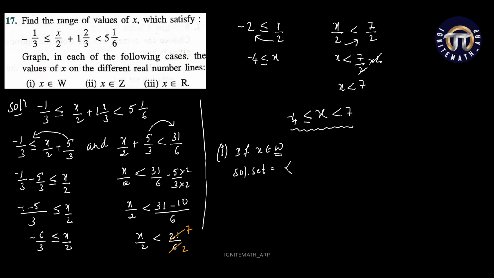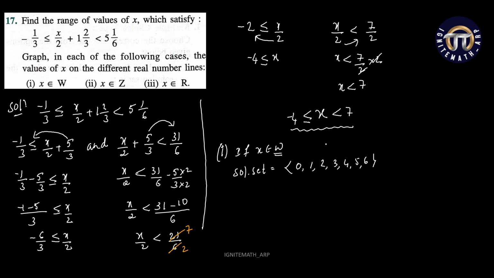So minus 4 is not a whole number. Smallest whole number is 0. So 0, 1, 2, 3, 4, 5, 6 and 7 should not be included because x is smaller than 7. Clear? Okay. Find the range of values of x which satisfy the equation.